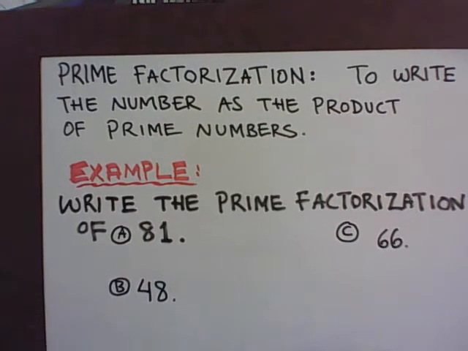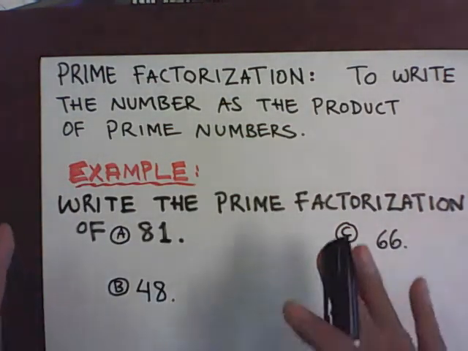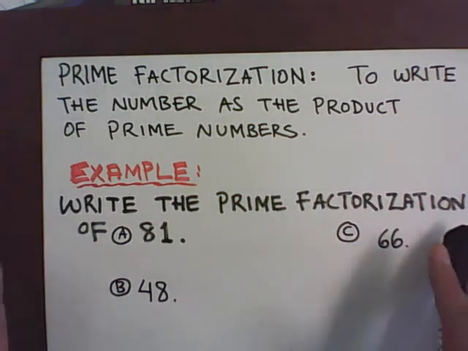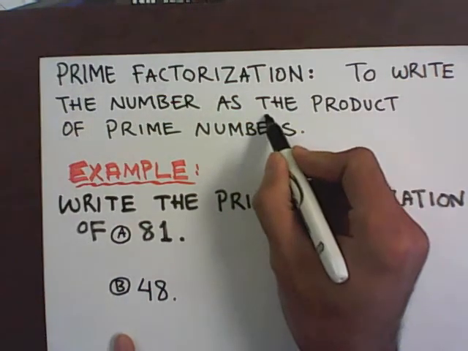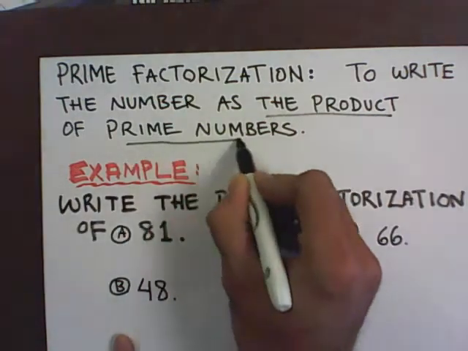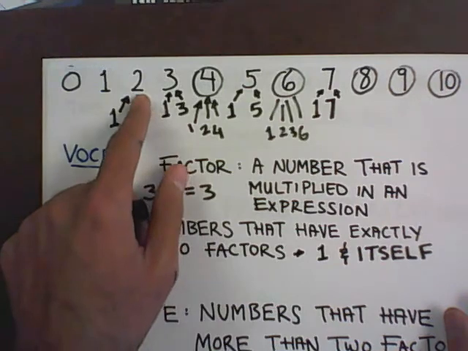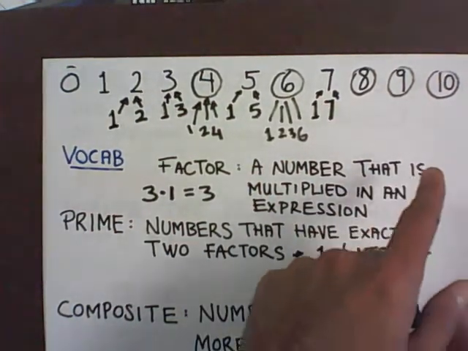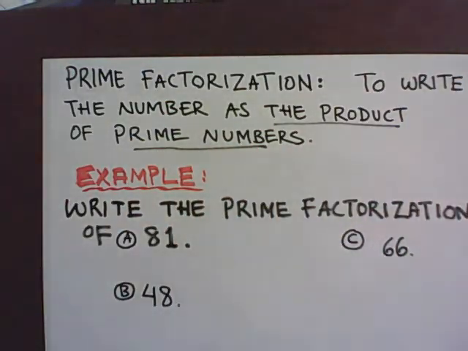The next word is prime factorization, and this is to write a number as the product of prime numbers. So we'll do an example right here. We're going to write the prime factorization of 81. So we're going to write it as the product of prime numbers, which are all of these here: 2, 3, 5, 7, and then the next one will be 11, and so forth. So the product of just prime numbers.